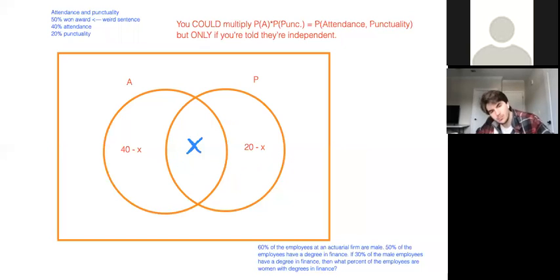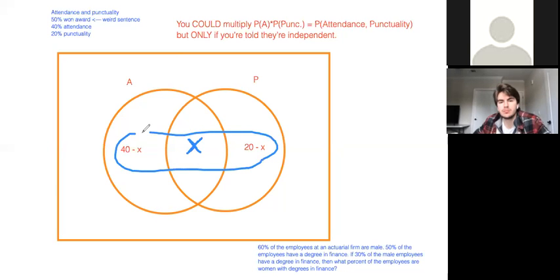Here's where the first sentence comes in. The one thing we haven't used yet is it says that 50% won the award. What does that mean? That means these were people who were either in this camp or this camp, because you win the award so long as you have a record for attendance or you're punctual, or both. So all three of these numbers add up to how much? 50%. Exactly, 50%.